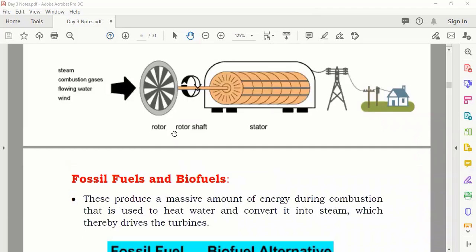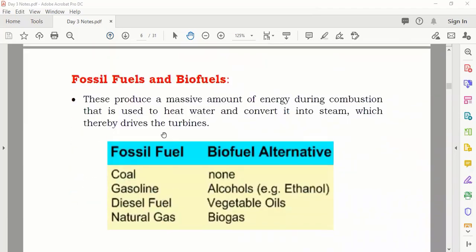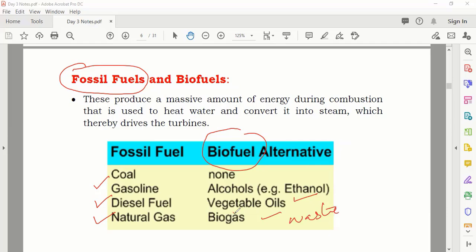Now, the fossil fuels and biofuels, you should know the difference between them. Fossil fuels means the fuels which are produced from fossils, like coal, gasoline, diesel, and natural gas. But biofuels means you will produce them from plants, like vegetable oil, and sometimes from animal waste. Maybe they use the waste of animals to make a gas. That gas is known as biogas.